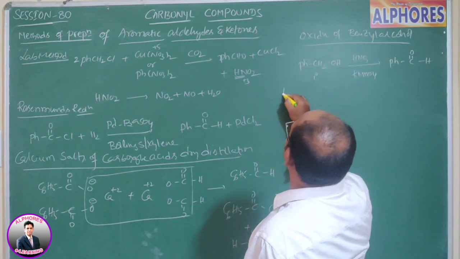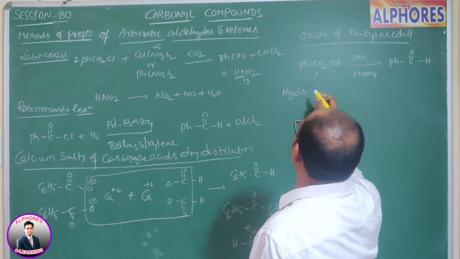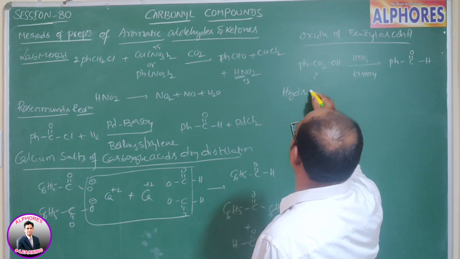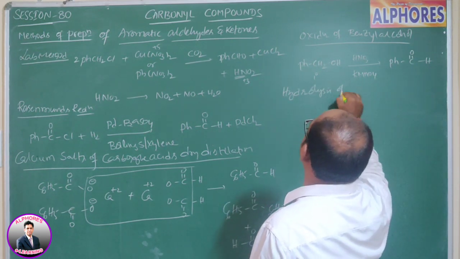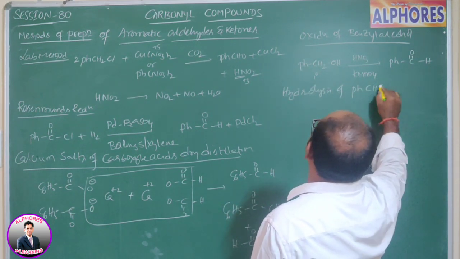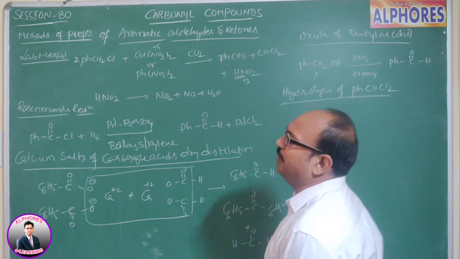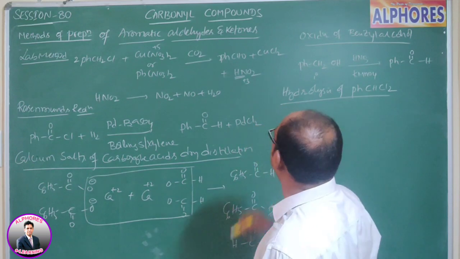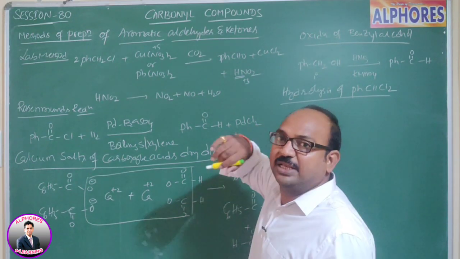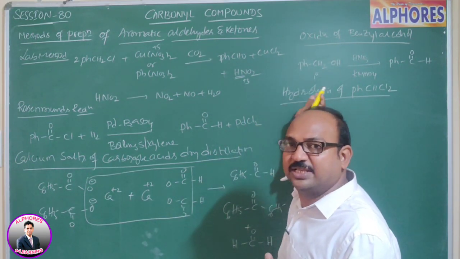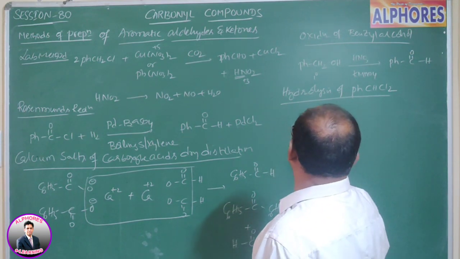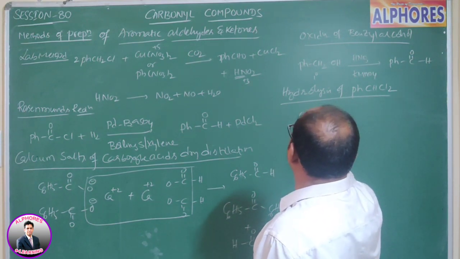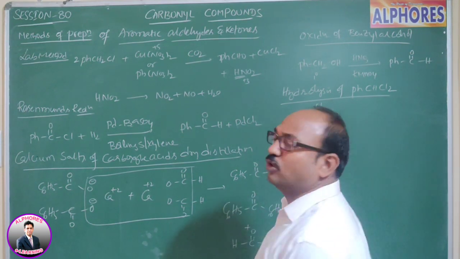Similarly, hydrolysis of benzyl chloride, hydrolysis of PhCHCl2, benzal chloride. Here benzyl chloride means PhCH2Cl, and the other one means PhCHCl2. Now the ring-containing carbon is attached to two chlorines.